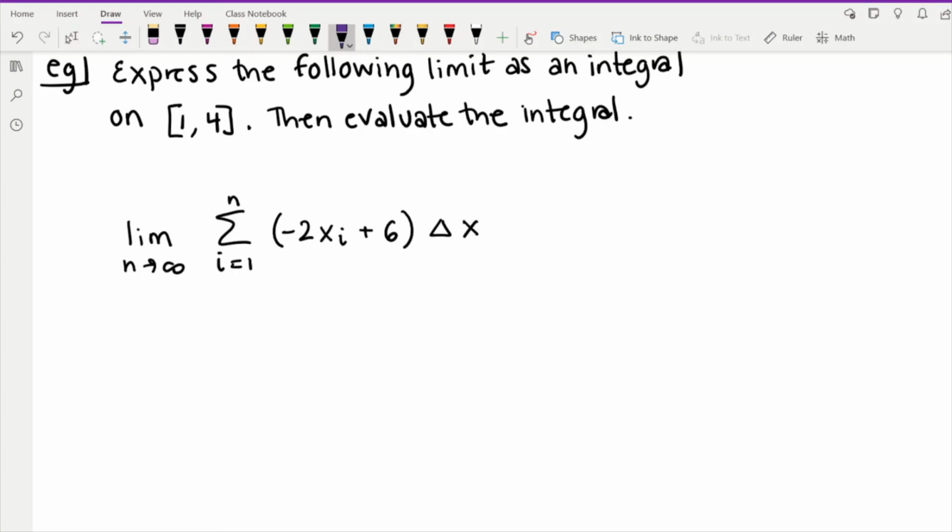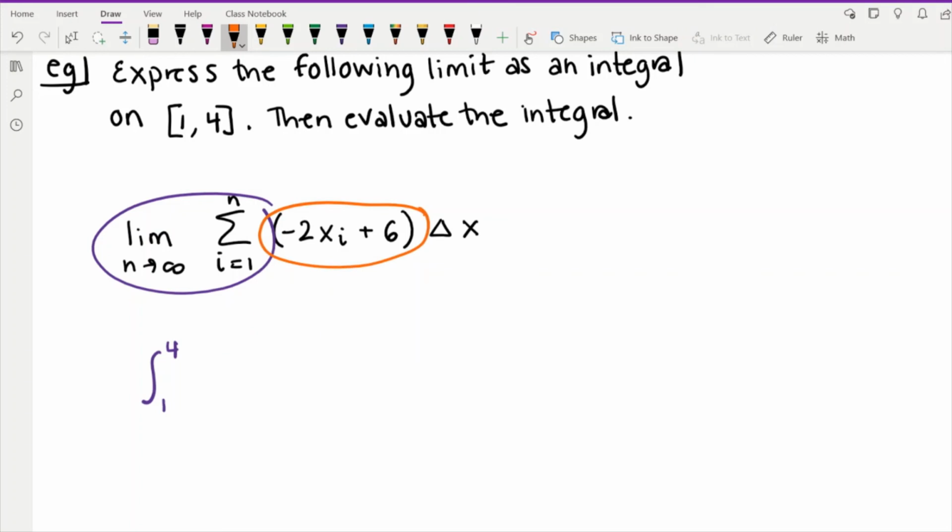Okay, so just like with the last few, we're combining this limit and sum to give us our integral symbol. And we're given that we're looking at the interval from 1 to 4. So those are our bounds. And then this next part here, well, this is f of xi. And so we can rewrite this as f of x by just replacing xi with x. So we have negative 2x plus 6. And then finally, we have delta x, and that becomes dx.